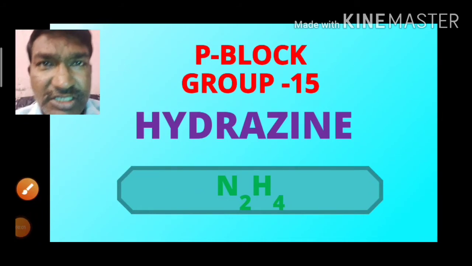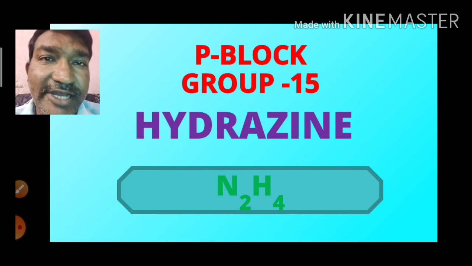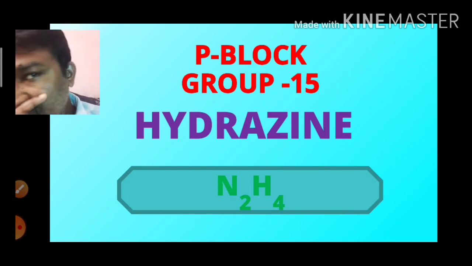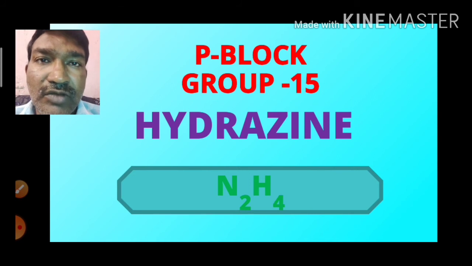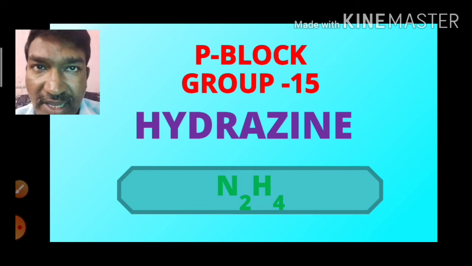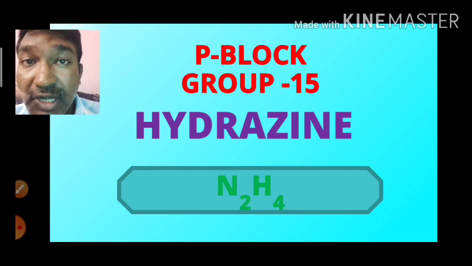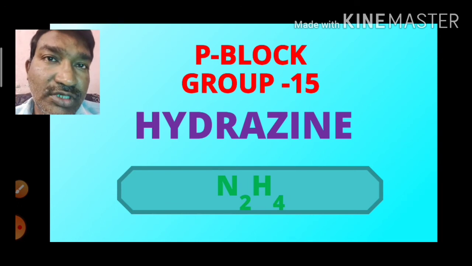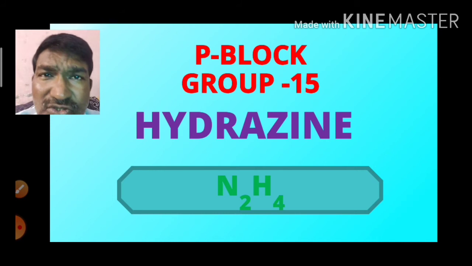Hello students, in this video we discuss hydrazine. Hydrazine is a nitrogenous compound very similar to ammonia. We know very well that the ammonia formula is NH3, whereas the hydrazine formula is N2H4. So it is another type of hydride. Otherwise we can call it another type of nitride, because nitrogen is the more electronegative element.